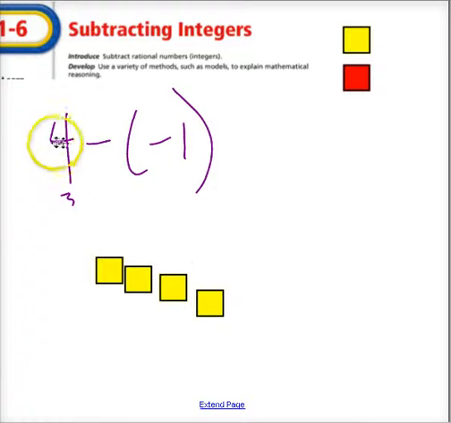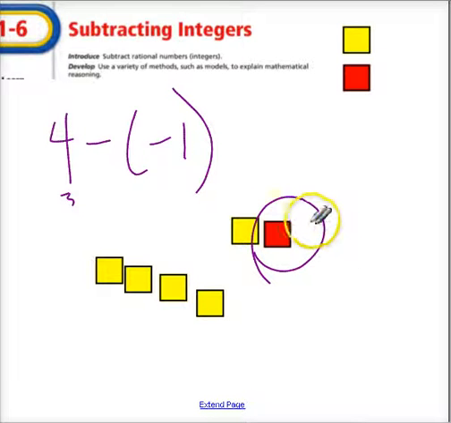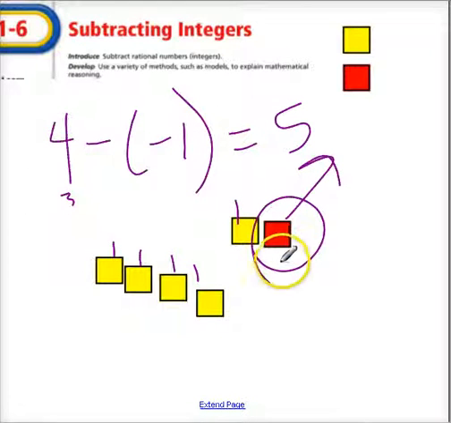Well, I don't want to change my number 4. It needs to remain 4. But if I add a 0 pair, remember that's a yellow and a red, this has the quantity of 0. So adding this to my number 4 doesn't change the number 4. But now I added 1 so that I have 1 red or negative unit to remove. So then I count what I have. 1, 2, 3, 4, 5. So the answer to this problem is a positive 5.